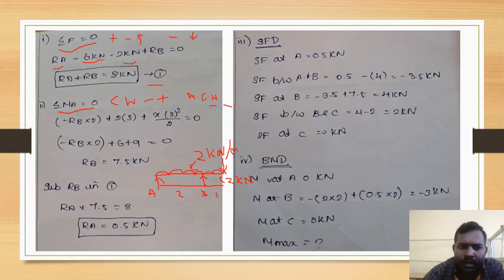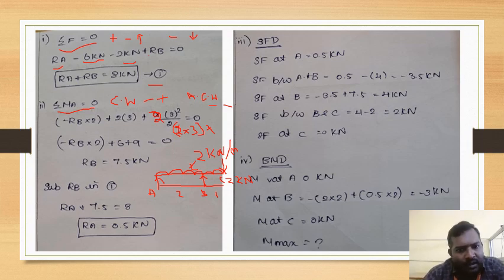Then a point load 2 is acting at a distance of 3 meter from point A, so 2 into 3. Then the UDL. We all know how the distance is calculated. First we have to convert the UDL into a force. The moment formula is force into perpendicular distance. So the UDL is resolved into a force by multiplying it with the total distance: 2 kilonewton force acting for a distance of 3, so force into distance gives the net force.